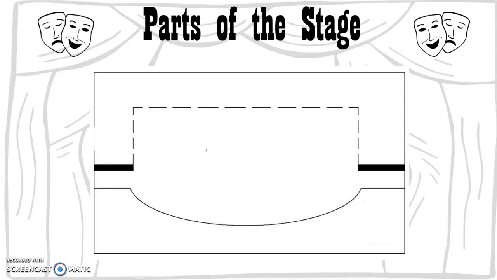Let's take a look at the parts of the stage that you may see referenced when we start looking at scripts together. This place is where you and I would sit, the audience. This is called the house. Here is stage right, which is actually to our left, and stage left, which is actually to our right, downstage, which is towards us, and upstage, which is towards the back. So it's a little bit backwards. So it's important to know this vocabulary.